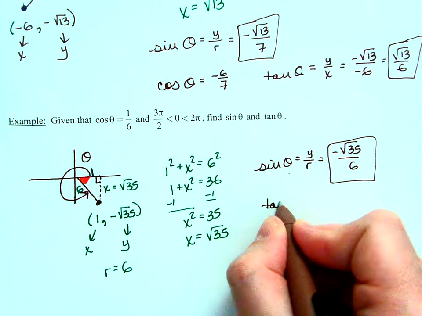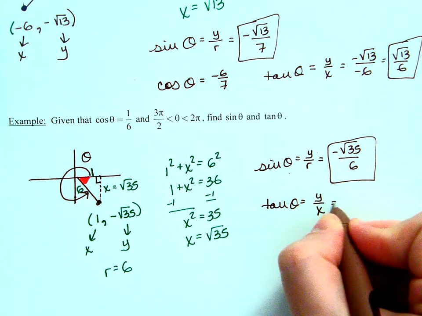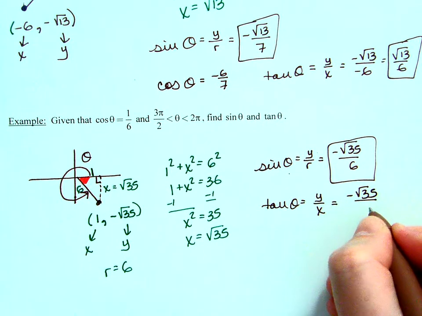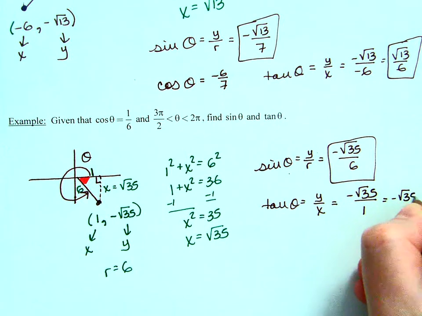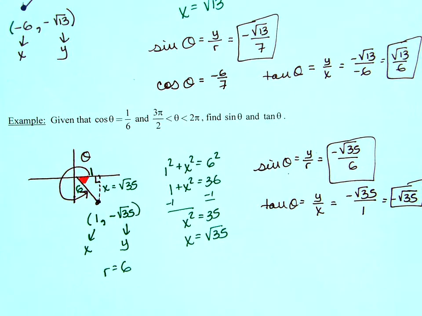I don't need cosine because it was given. The tangent is my y over my x. That is negative root 35 over 1, or negative root 35. I guess I didn't have any examples where we had to rationalize the denominator, but you could see that in the homework.